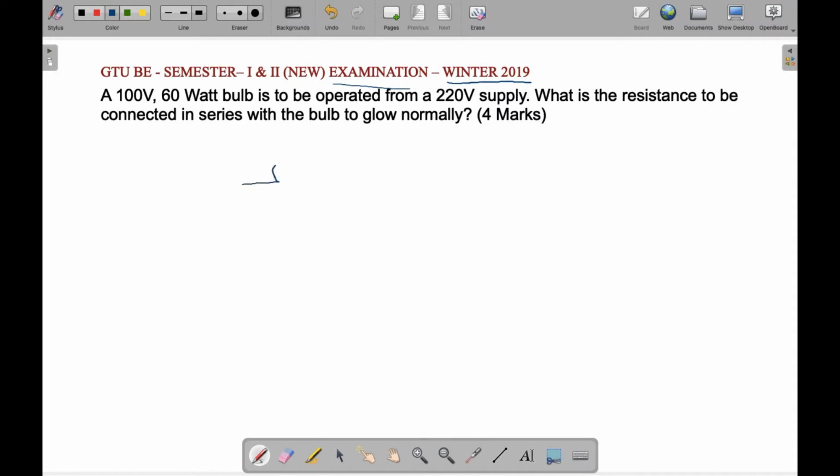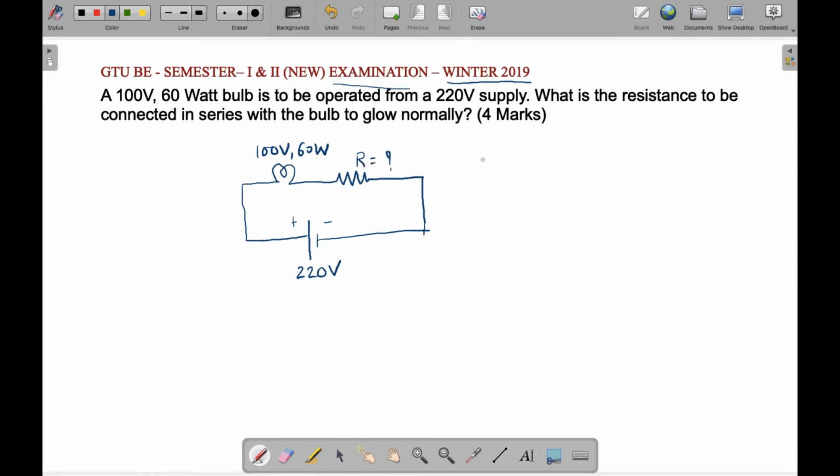So we have a bulb, and it should be connected in series with some resistance so that it can glow normally. Our supply is 220 volt. So we can draw the circuit diagram like this. This is the 220 volt supply. The rating of our bulb is 100 volt, 60 watt, and we want to find the value of this resistance.